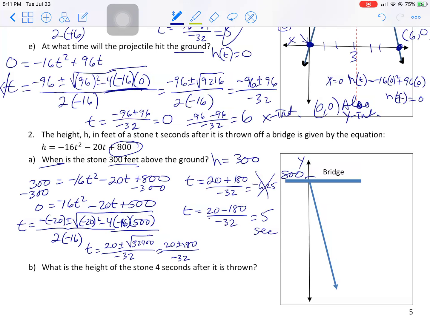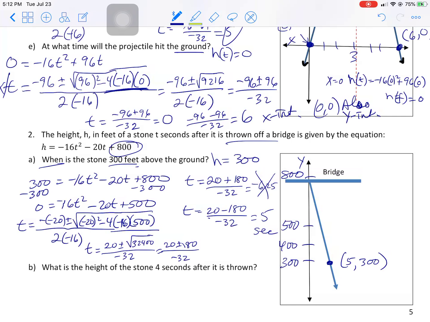So think about this. If this is 500 feet, 400 feet, 300 feet, right here at 5 seconds after tossing this off an 800-foot bridge, 5 seconds later, it will be at 300 feet.